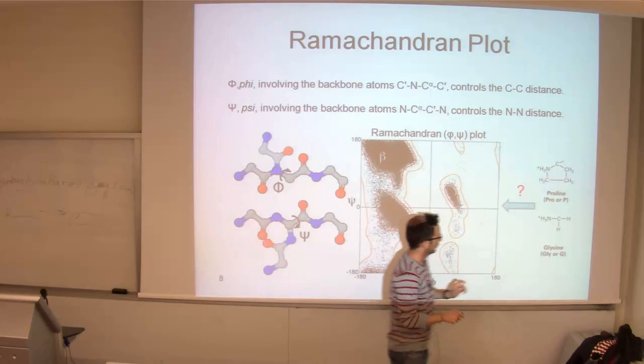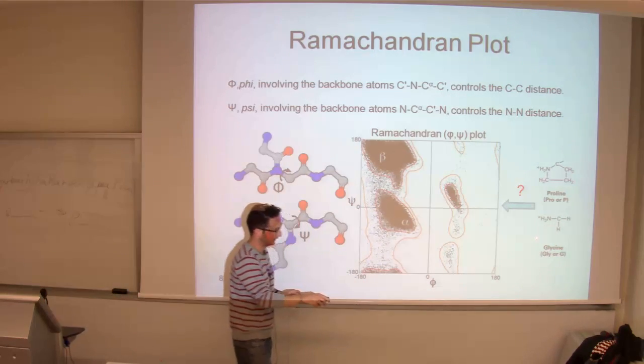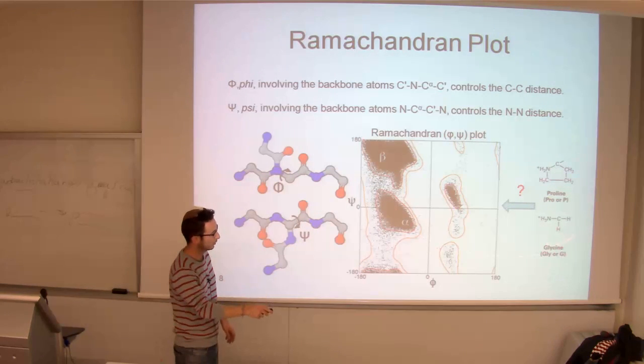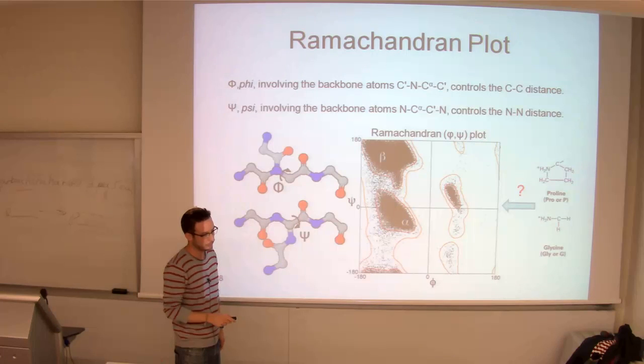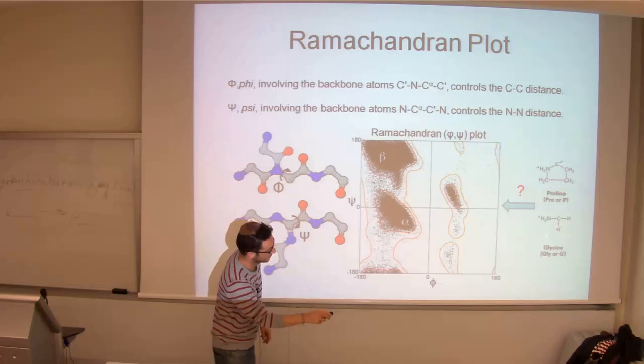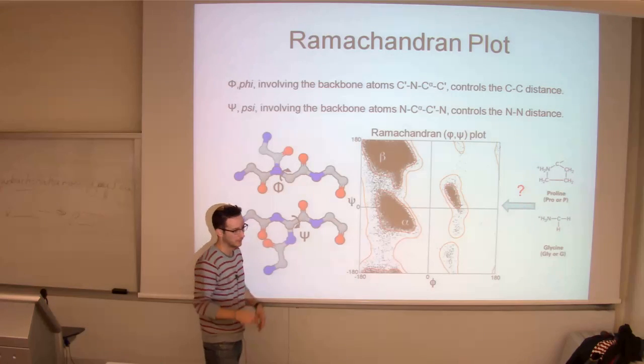And that's as opposed to the glycine, which will look how in this graph? What do you think? So glycine has just a hydrogen atom as a residual group.